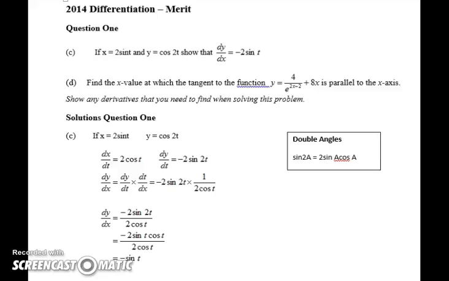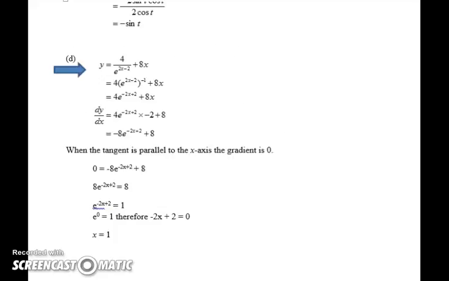And for part D, we're looking for a gradient of a tangent. So differentiate y equals, and if its gradient's parallel to the x-axis, then the gradient equals 0. Now, I've seen people approach this sort of differentiation in different ways. I would bring the denominator up as a power of -1, but I've also seen others use the quotient rule. Now, it doesn't matter, we will get to the same answer.